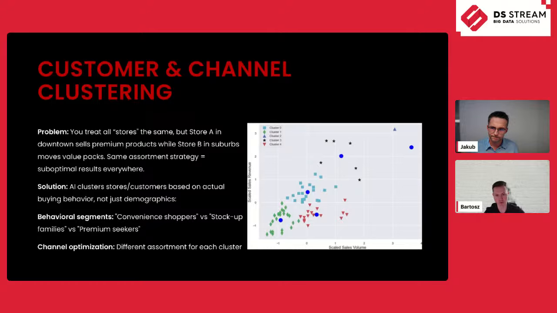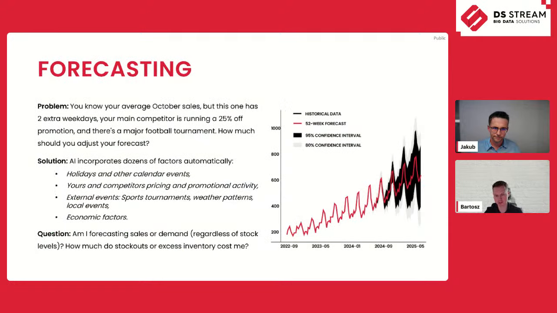Yeah, thanks, Jakub, for this explanation. And next let's talk a little bit about forecasting, because old forecasts often fail with things like holidays or promotions. So the question is, how does Gen AI help us with this?